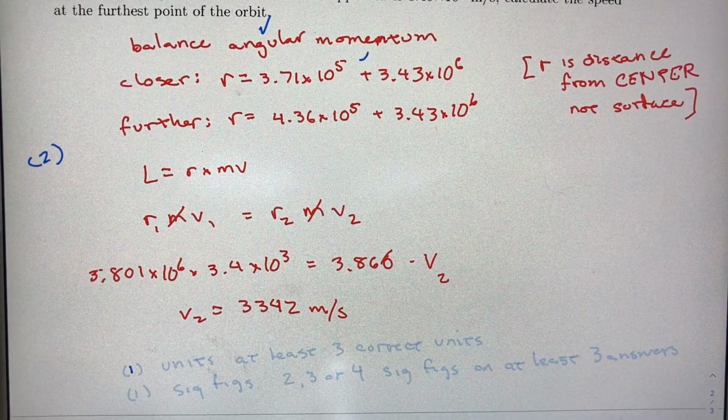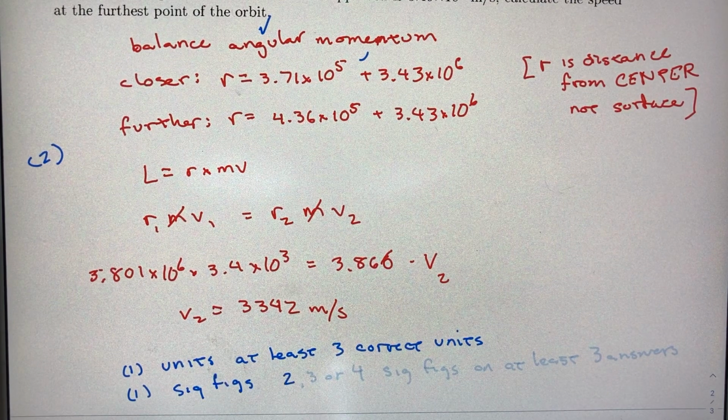And then finally, units. So notice you can get units points even if you don't get the actual correct answer. And 1 point for sig figs, 2, 3, 4, 4 sig figs on at least 3 answers. So that's how they grade things that have numbers in them.